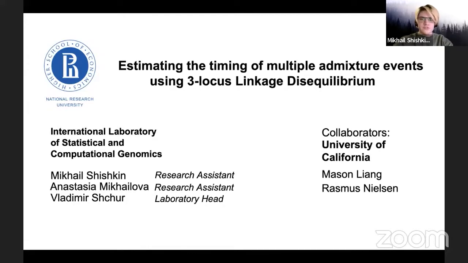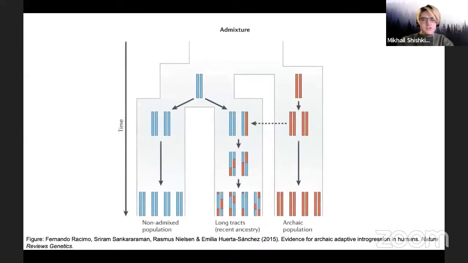But there has been less research on estimating admixture times. Some existing approaches are based on inferring the admixture tract length distribution. Over time, recombination is expected to decrease the average length of admixture tracts, and that's why the length distribution can be informative about the time since admixture.